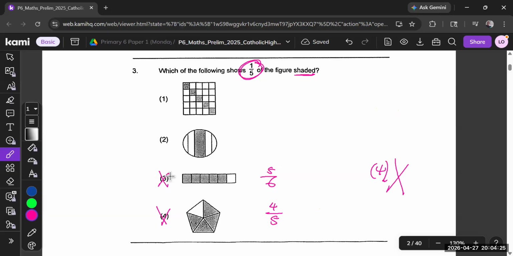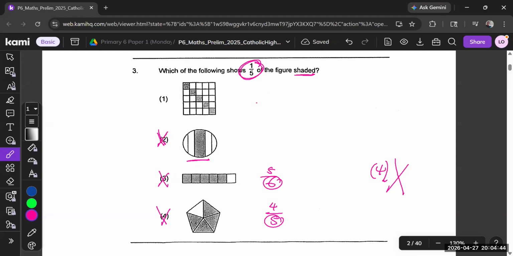Okay, now and one more thing is if you look at number 2, you cannot compare. Number 2, the parts are all different. So you can't even write as a fraction. Because when you write as a fraction, the denominator must be all equal. The parts must all look the same. Cannot be different. Number 2 is different. So number 2 is out.